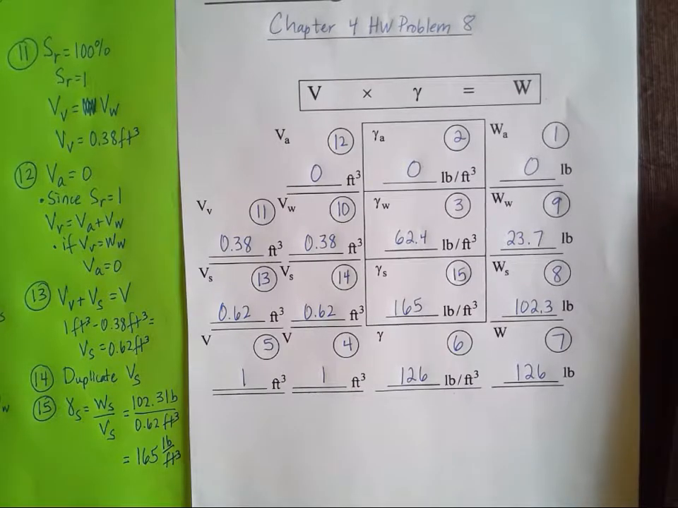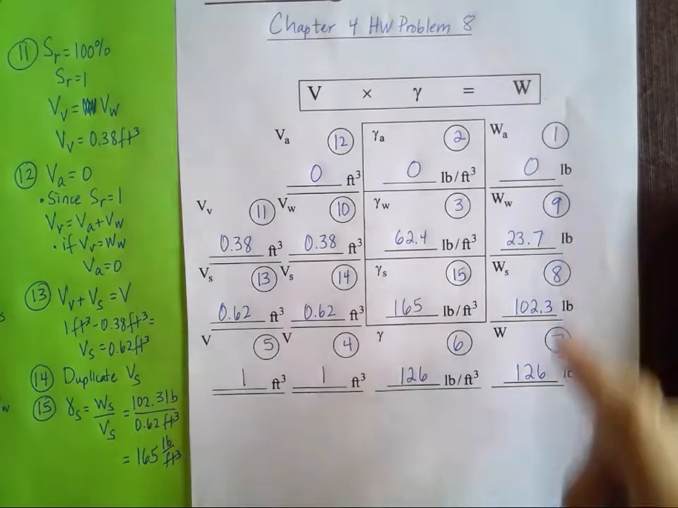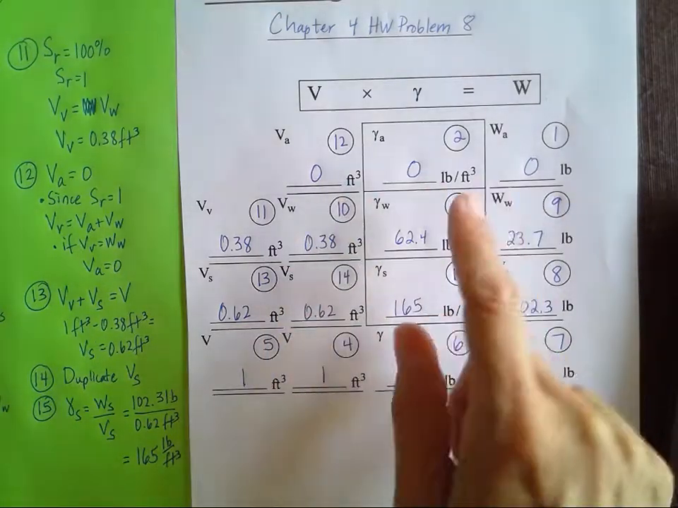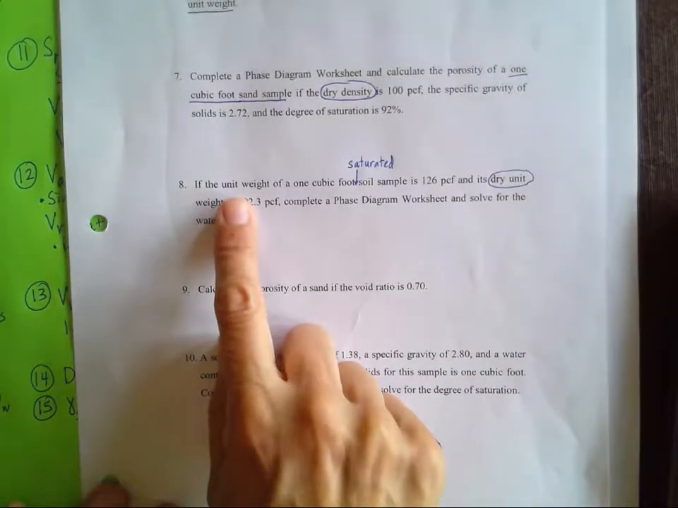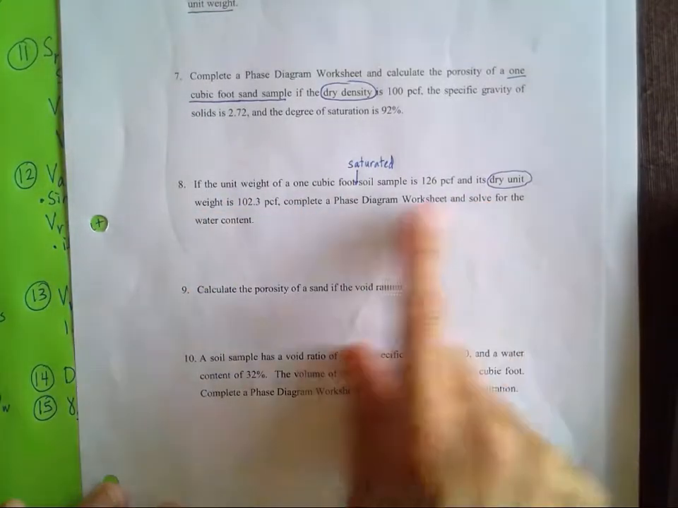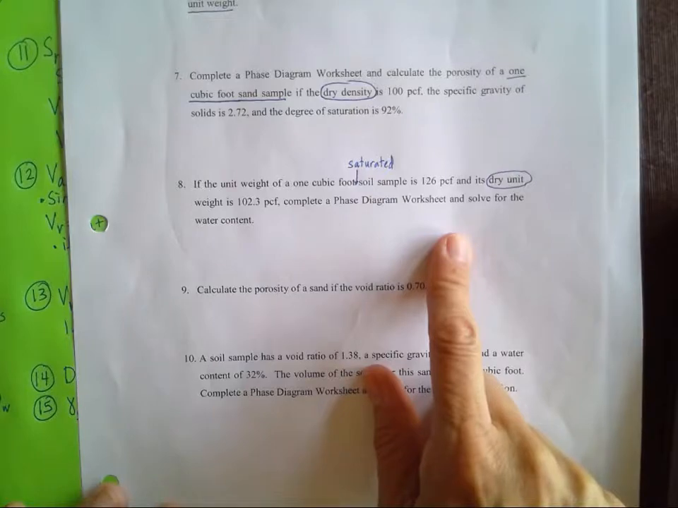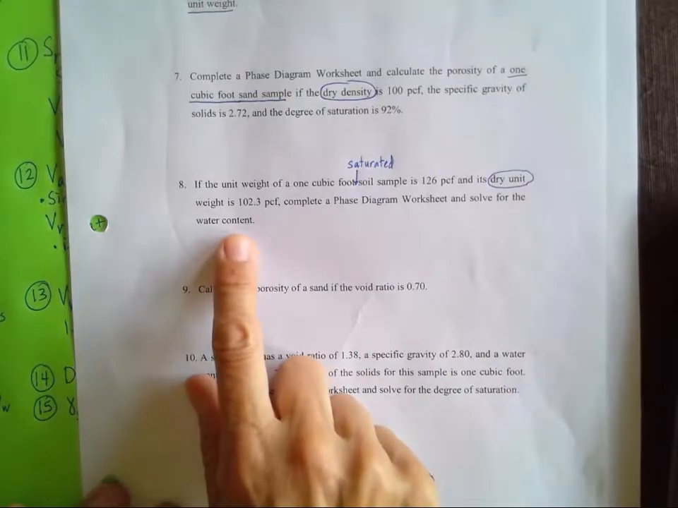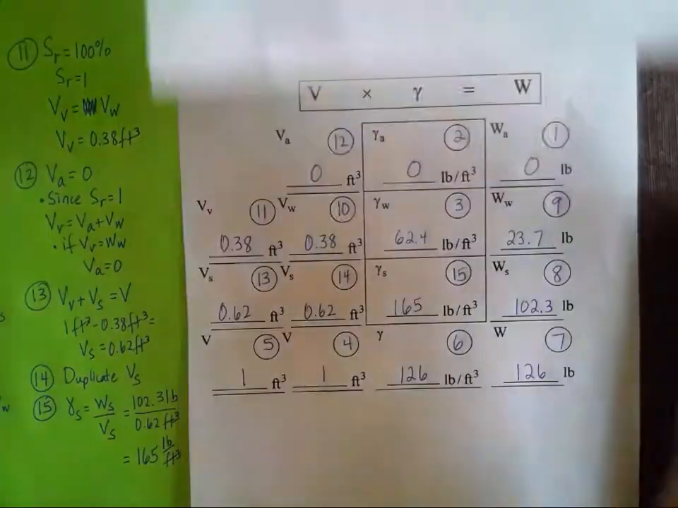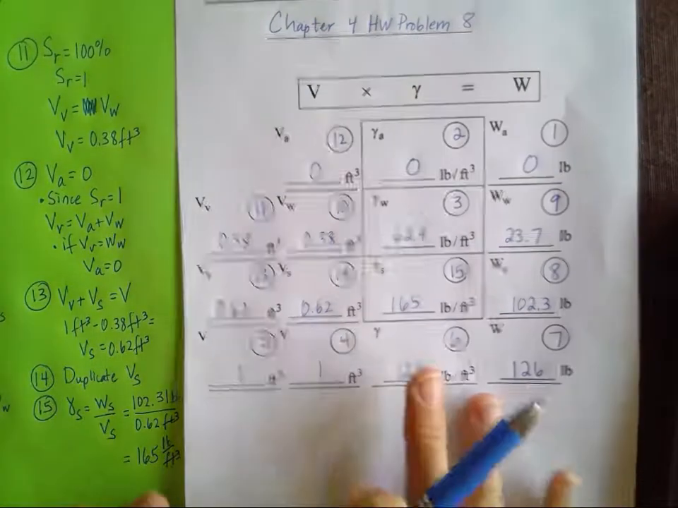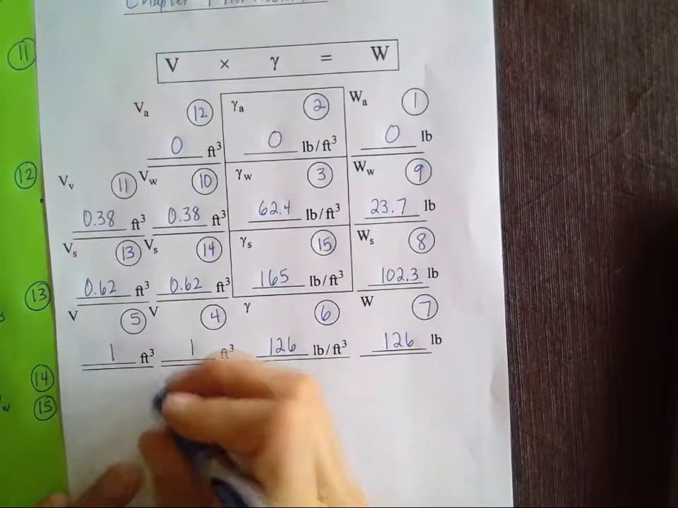All right, so we have all our steps. We've got our phase diagram worksheet all filled out. You can double check it, adding up the columns, multiplying across. On our initial, then go back and check your initial problem, make sure you solved for everything we had to solve for. The only thing we didn't find is the water content, so let's go ahead and solve for that. I'll just put that at the bottom here.